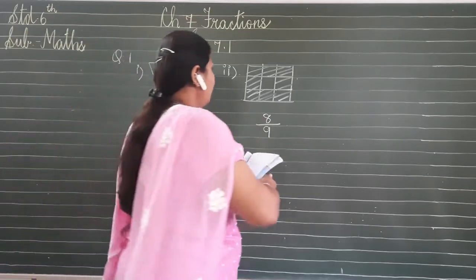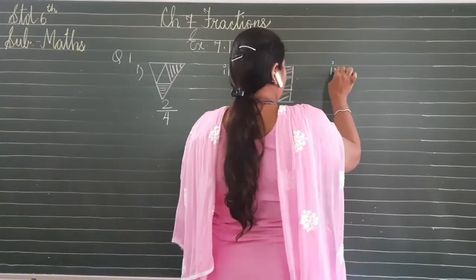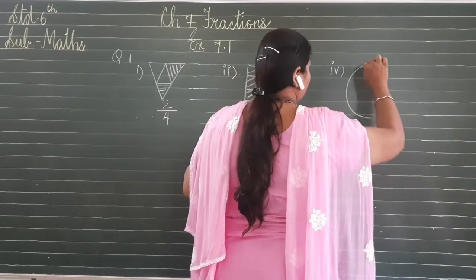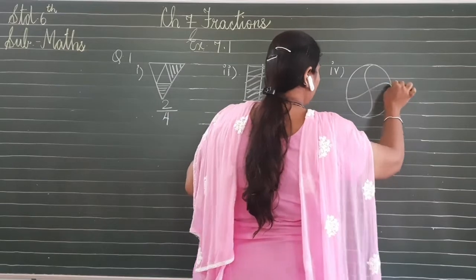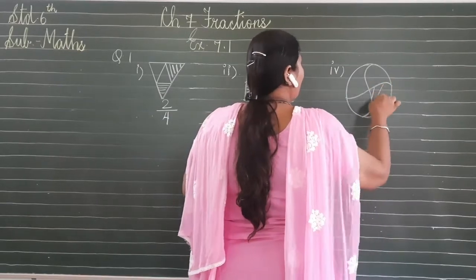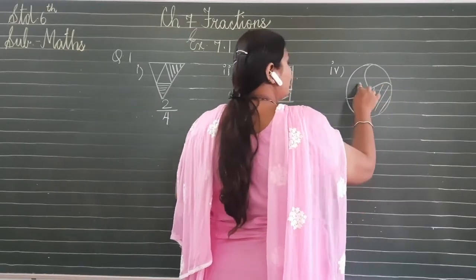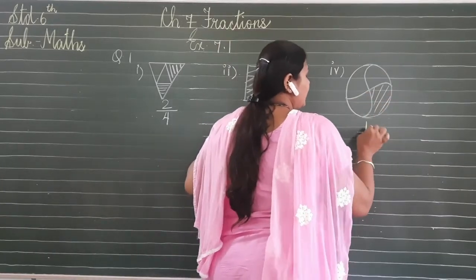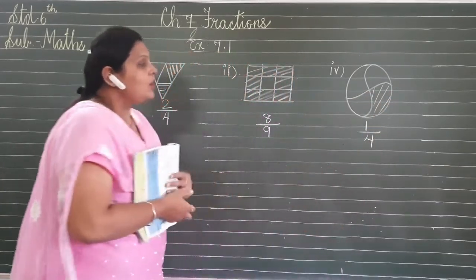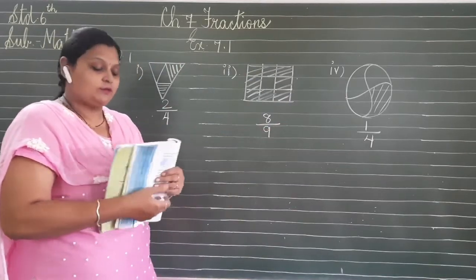Now let us see fourth one. A circle is given to you. In that one part is shaded. Total part 1, 2, 3, 4. Out of that one part is shaded. So it's 1 upon 4.